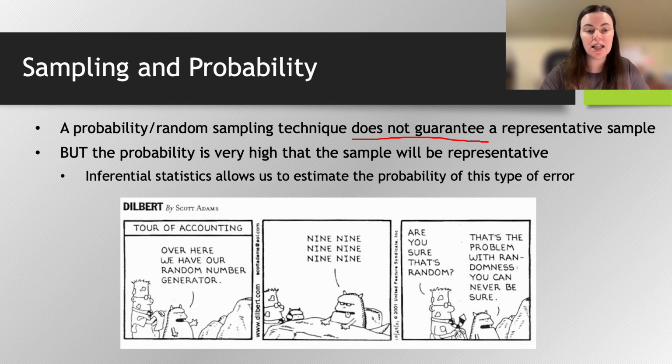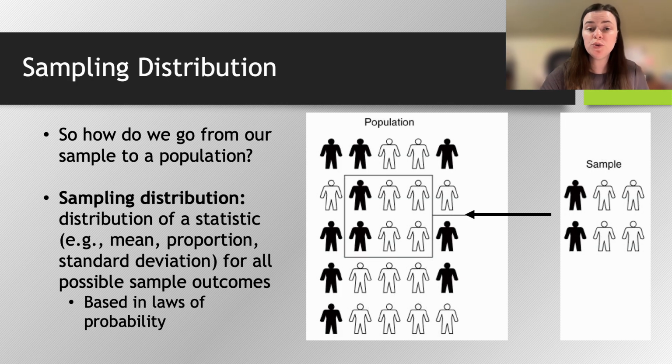Inferential statistics allows us to estimate the probability of the type of error in which we may not get a random sample. Once we use the various sampling techniques that we've discussed thus far to establish a random sample, how do we go from our established sample back up to make conclusions or different observations about the population as a whole?